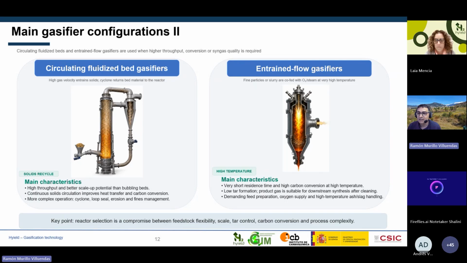However, this comes at the cost of higher complexity because we have to invest a lot in feed preparation, oxygen supply, high temperature materials, and slag handling that are, of course, critical issues.